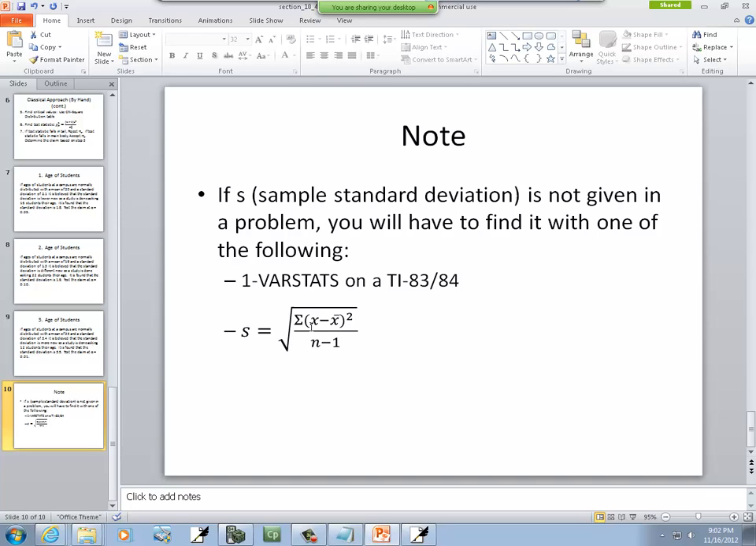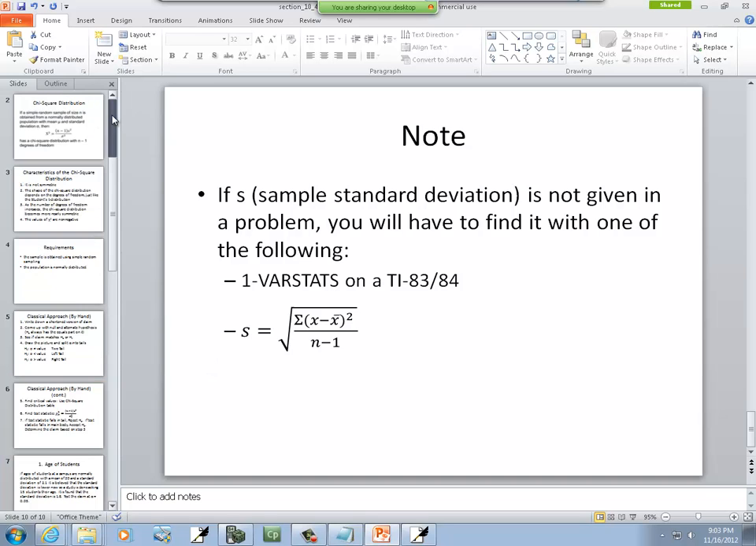Or if you're doing it by hand, there's two formulas actually. I just wrote one down here. S is equal to the square root of the sum of x minus x bar squared, all over n minus 1. And that's the end of that section.